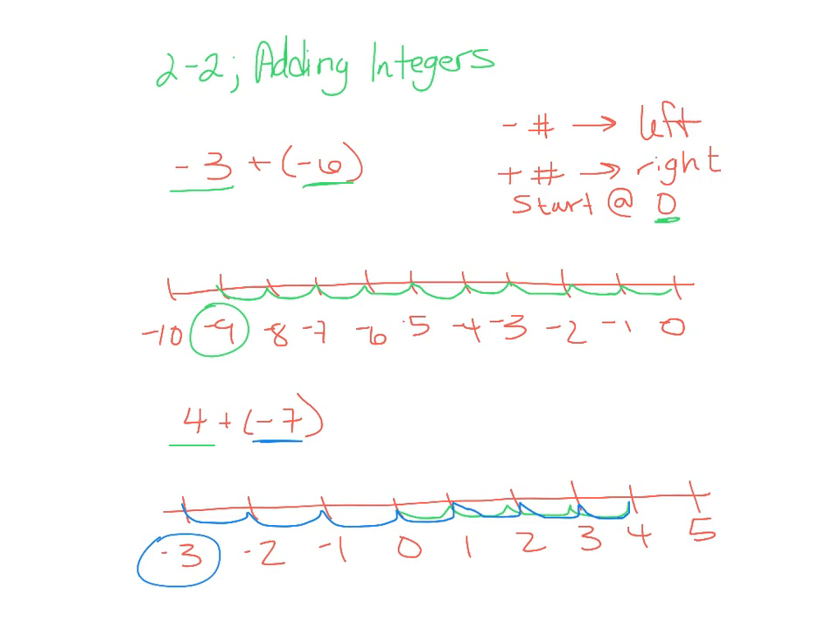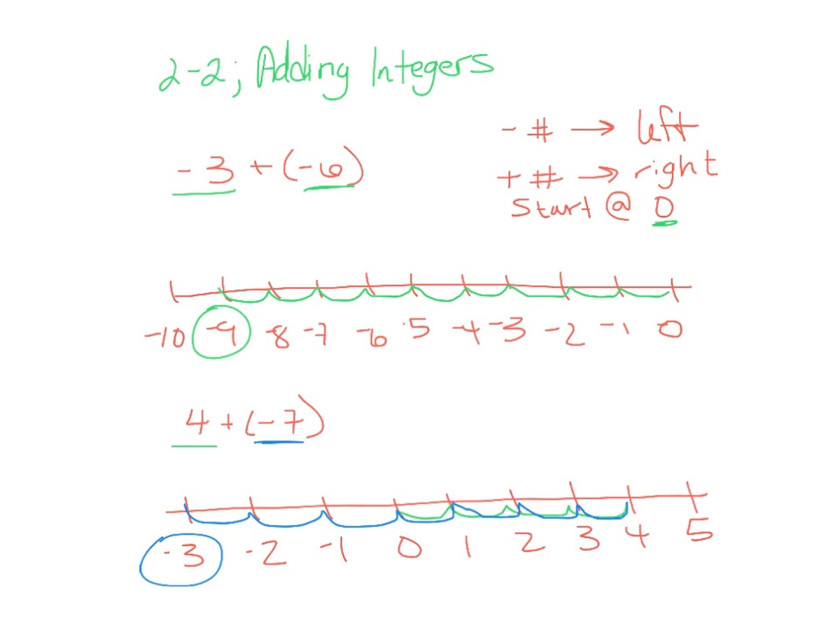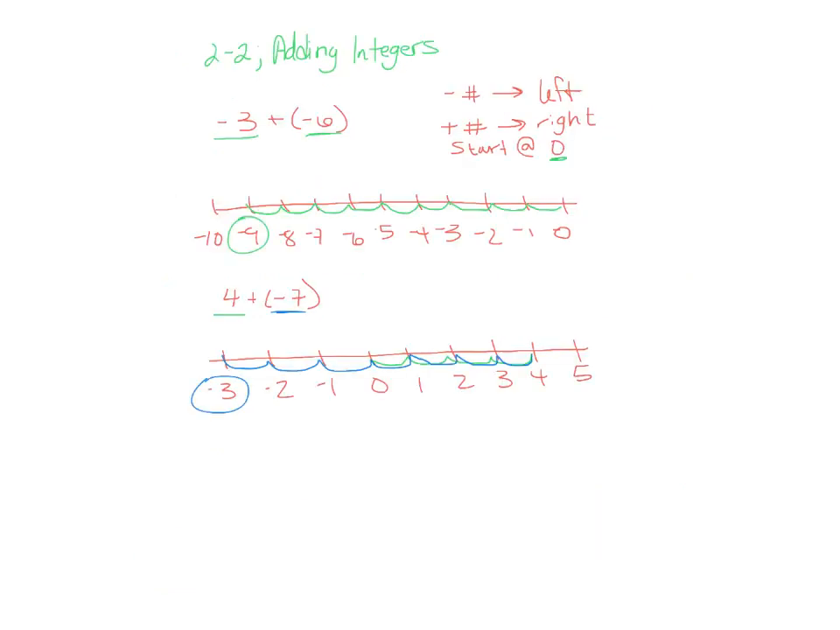Okay? The next thing we can do is find the sum using absolute values. So we have negative 7 plus a negative 4. So these are both negatives. So the answer is negative. Okay?